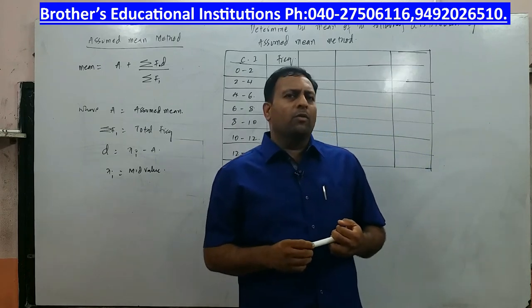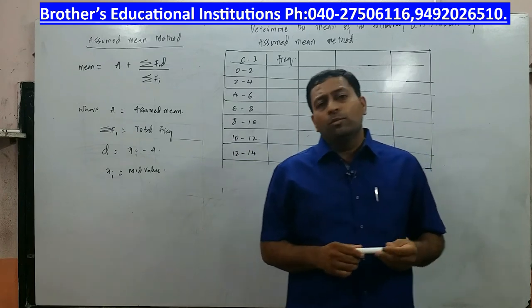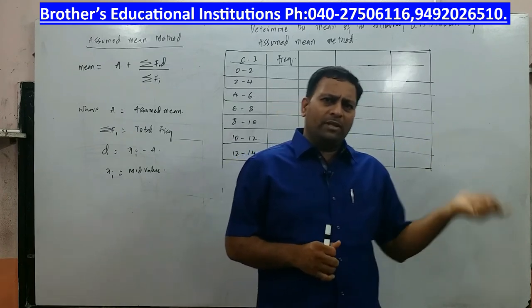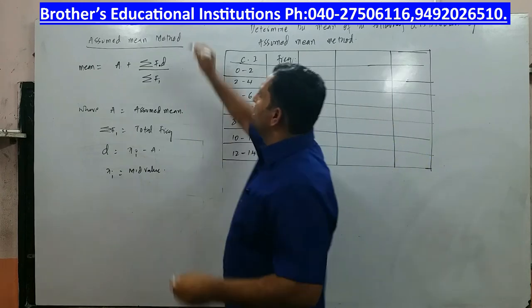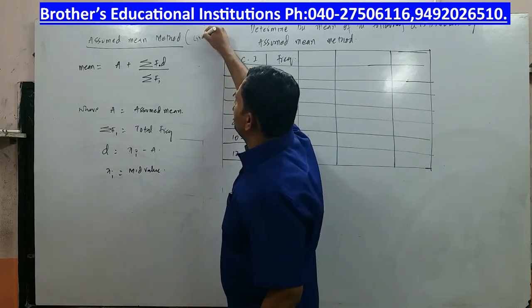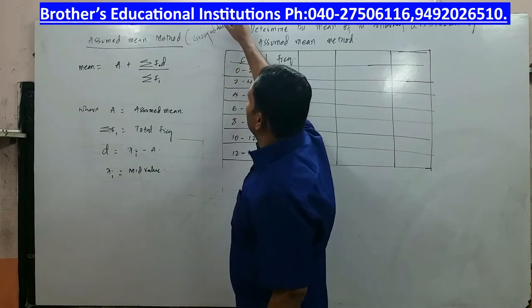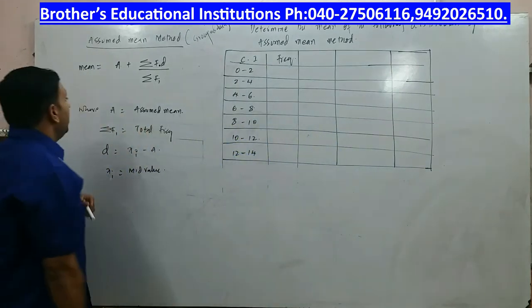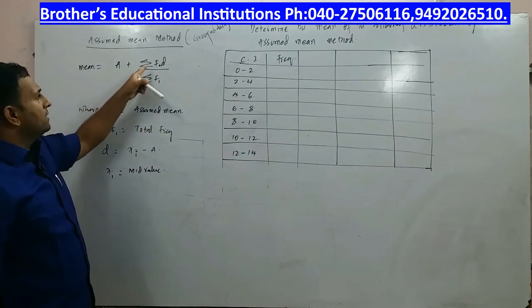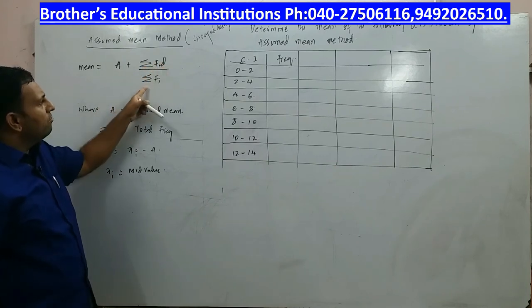Now today we are going to deal, in continuation to the mean, with the second method, that is the assumed mean method. The first one was the direct method, the second one is the assumed mean method. Even this method is only for grouped data. What did I say? Grouped data. It is applicable. And what is the formula? The formula says mean is equal to A plus sigma FD by sigma Fi.